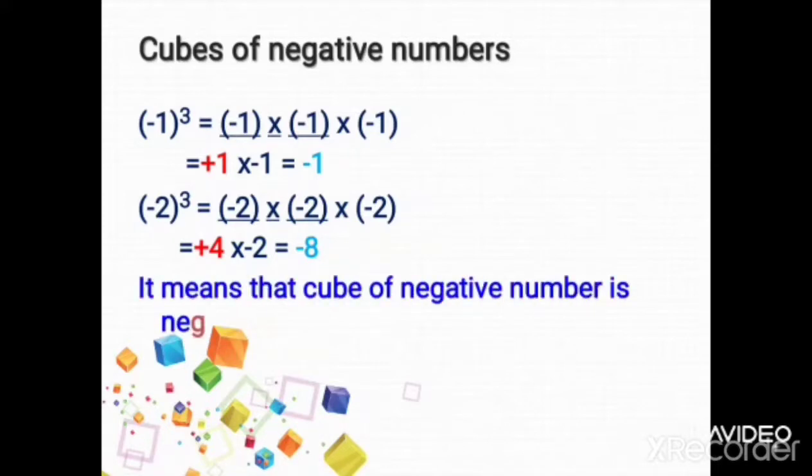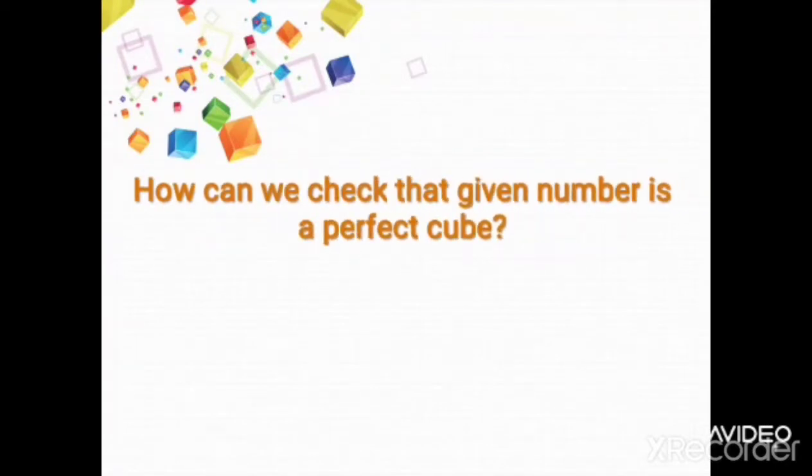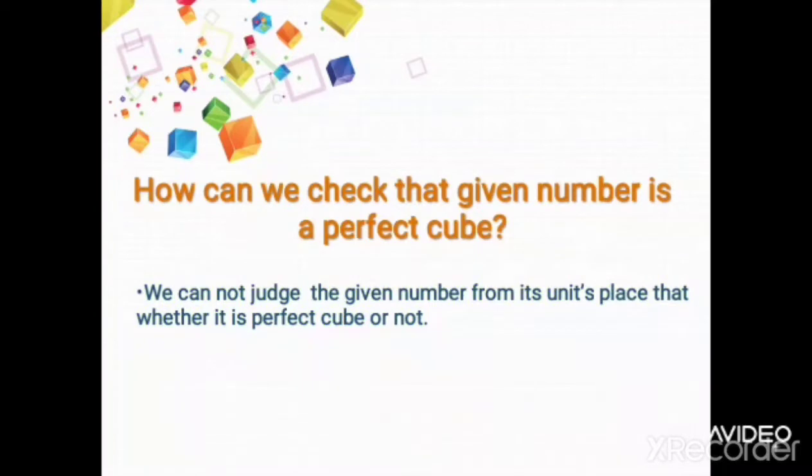Hence, in all these examples, we found that the cube of a negative number is negative and the cube of a positive number is always positive. Now, can we check that a given number is a perfect cube? We cannot judge the given number from its units place as we did in the square of a number. We can come to know by using the prime factorization method.